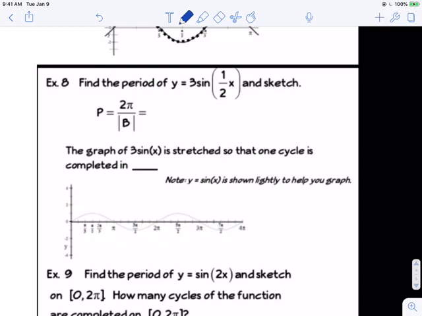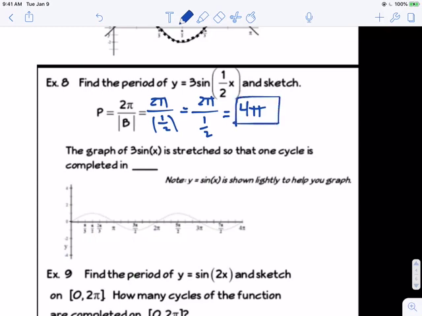3 sine of 1/2 x. Find the period. Well, what's the period? 2 pi divided by the absolute value of 1/2. I don't need the absolute value. 2 pi divided by 1/2. 2 divided by 1/2 gives me 4. So this is equal to 4 pi.